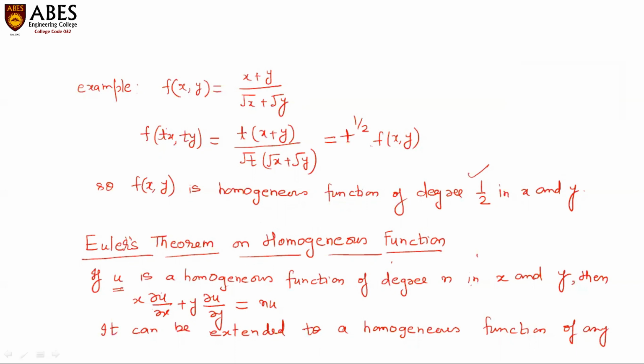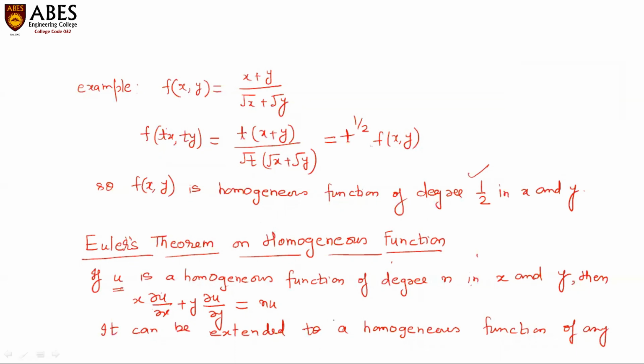Now we'll discuss Euler's theorem on homogeneous function. If u is a homogeneous function of degree n in x and y, then x into del u by del x plus y into del u by del y equals n u. Here n is the degree of the given homogeneous function u.